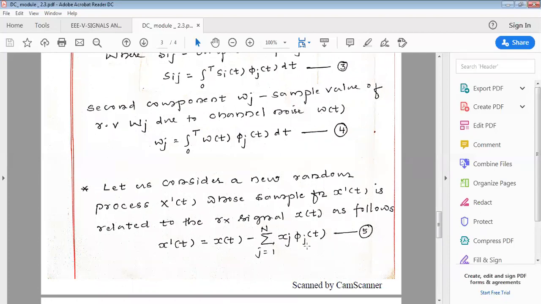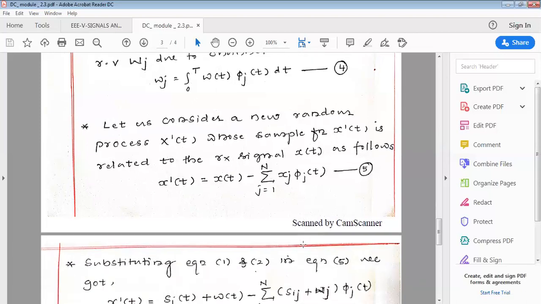If there is any change in the behavior of the channel, the received signal which you will get is denoted by x dash of t. The actual received signal is x of t. When something happens with respect to the behavior of the channel, the new received signal at the output of the AWGN channel is x dash of t, which is given by x of t minus the summation xj into phi j of t.